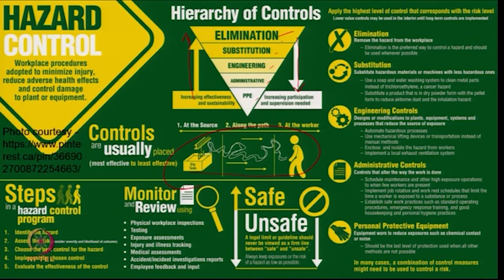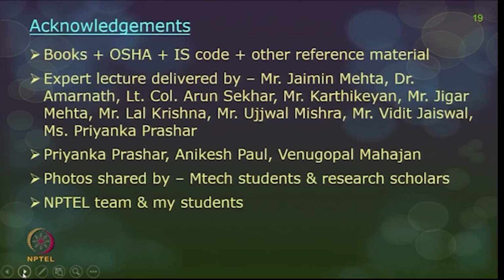Implement job rotation and work-rest schedules that limit the time a worker is exposed to a substance or process. Establish safe work practices such as standard operating procedures, emergency response training, good housekeeping, personal hygiene practices and so on. The last one is PPE. It should be the last level of protection, used when all other methods are not possible. If you see here, the steps: identify the hazard, assess the risk, choose the best control for the hazard, implement the chosen control and evaluate the effectiveness of the control.